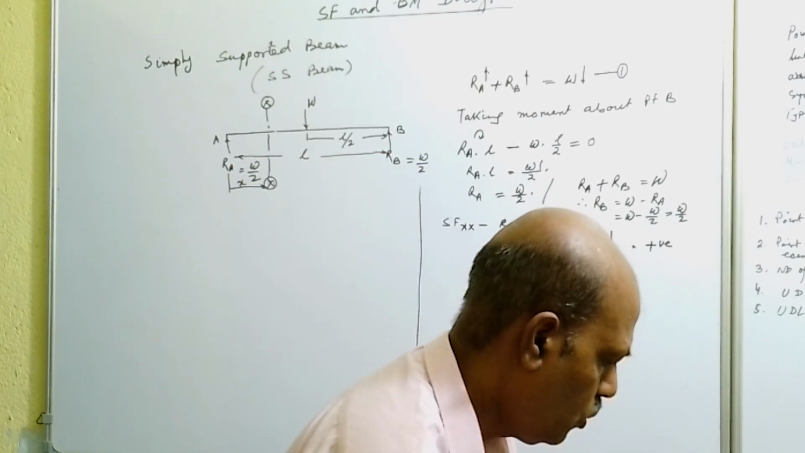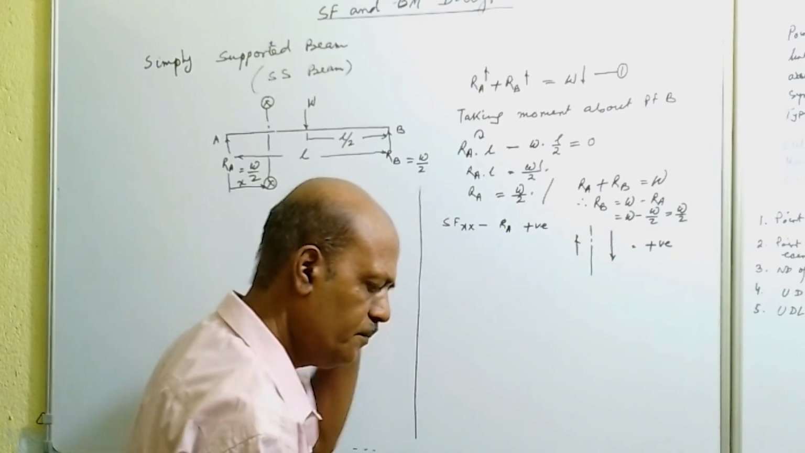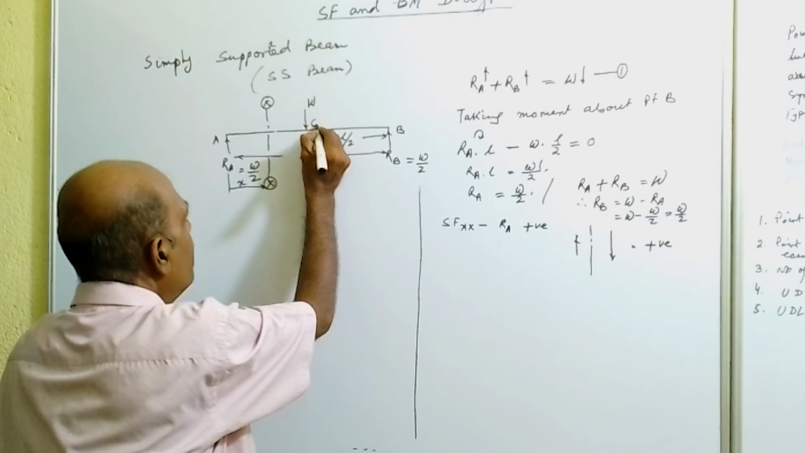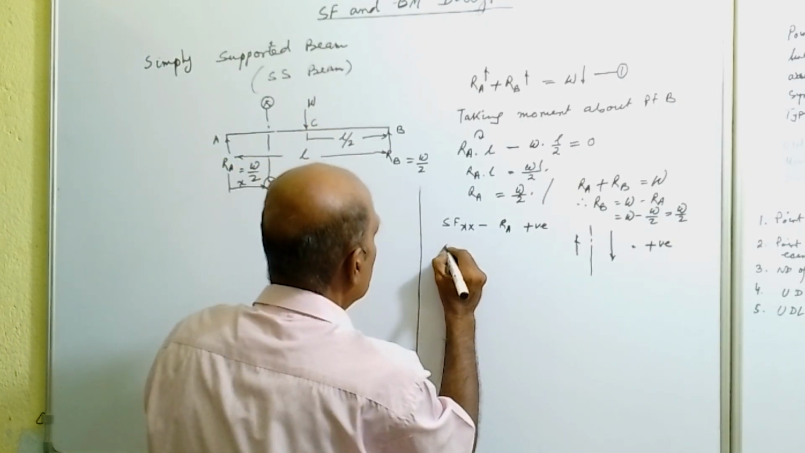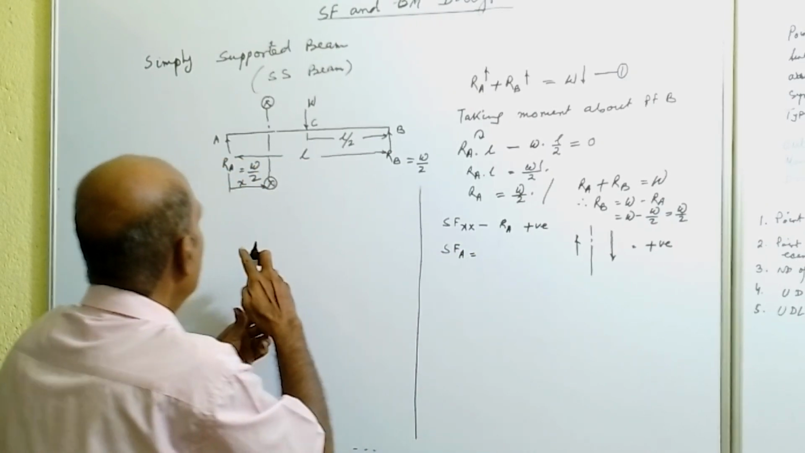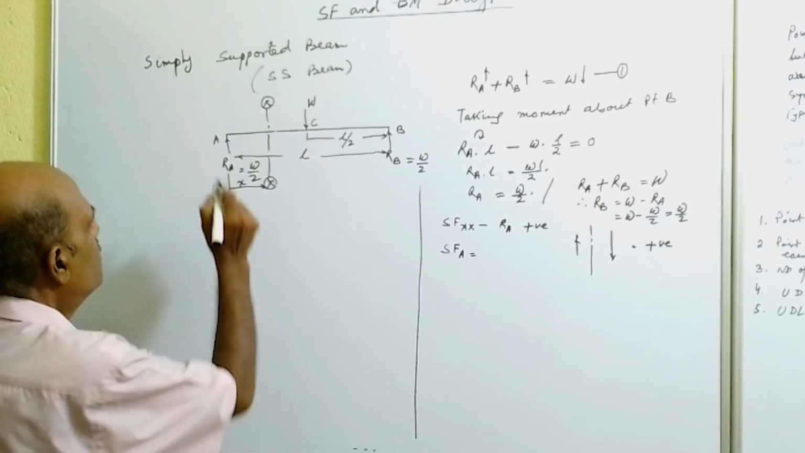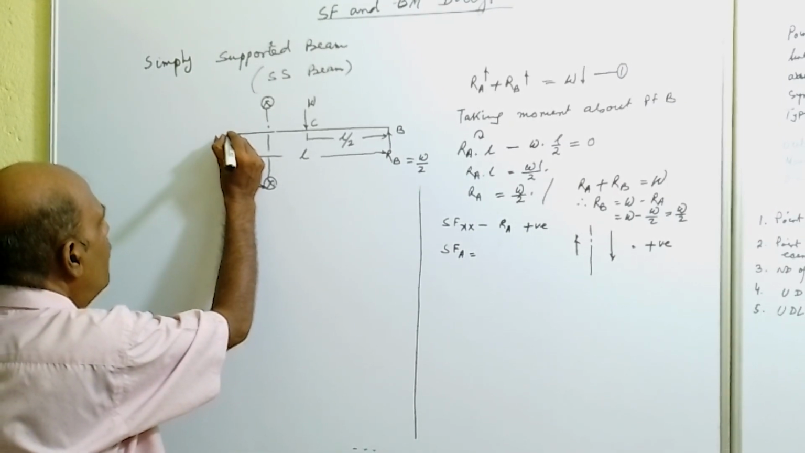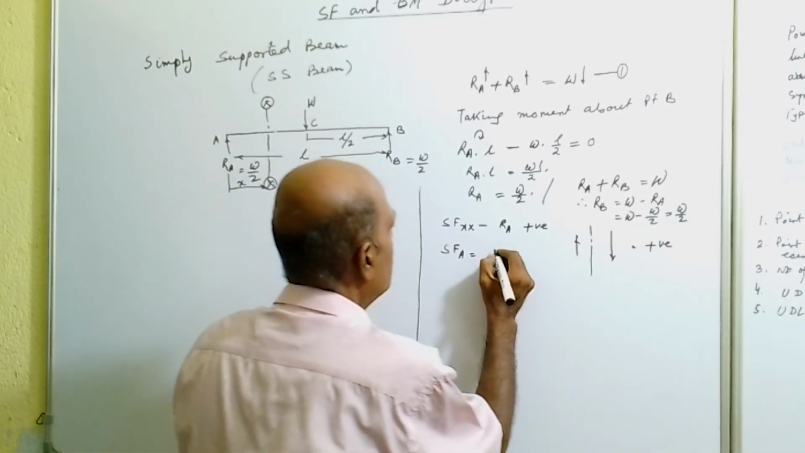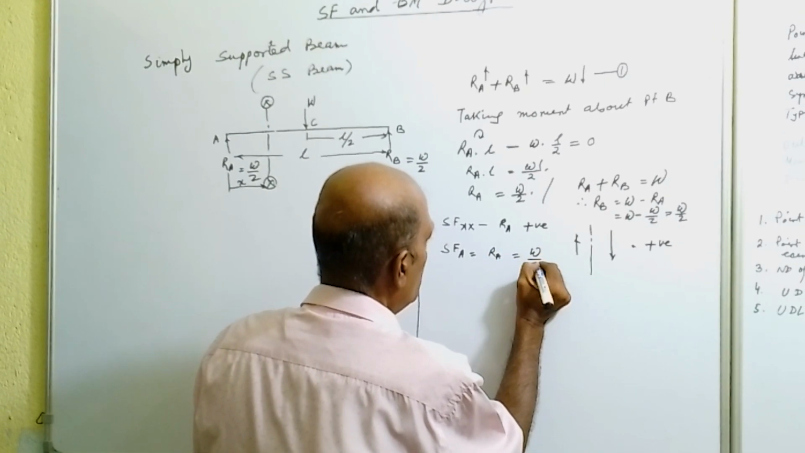Now we will slide the section to this point. We are giving the name, this point is equal to C. First we will see shear force at point A. When we slide this section to point A, the x value will be 0, but we are considering one point right of point A. So shear force will be Ra, that is equal to W by 2.